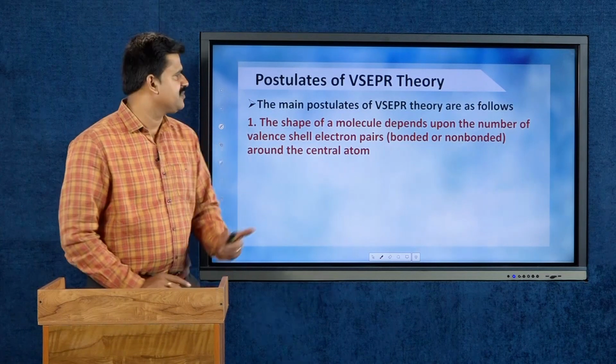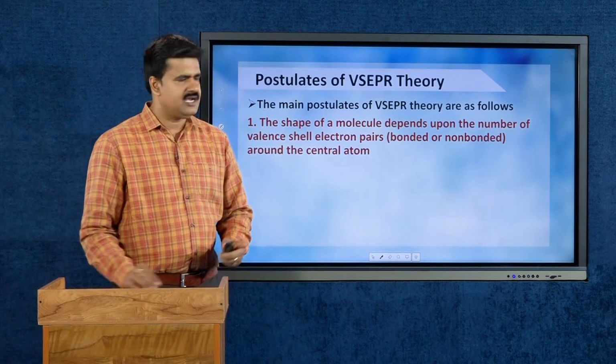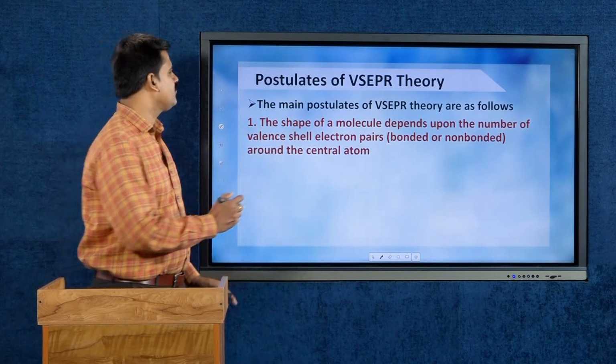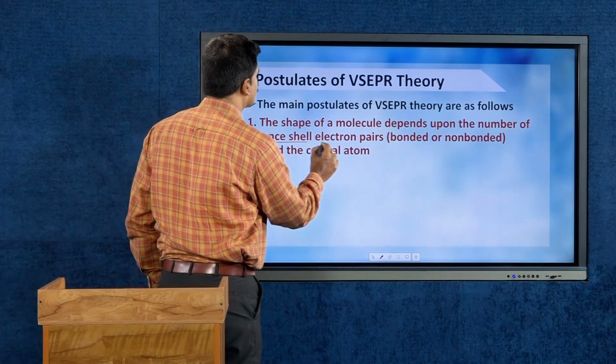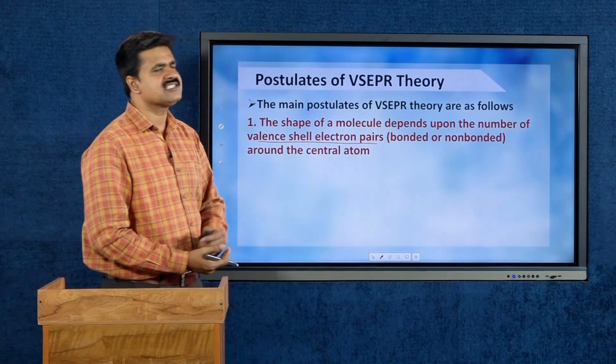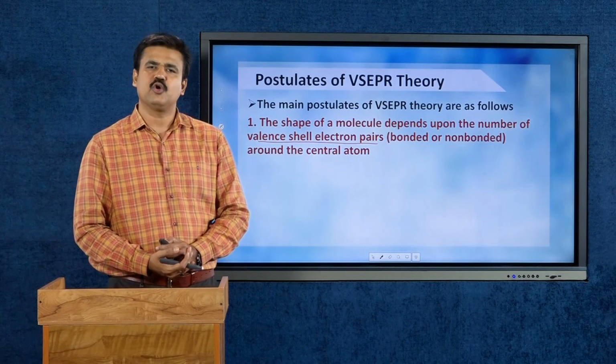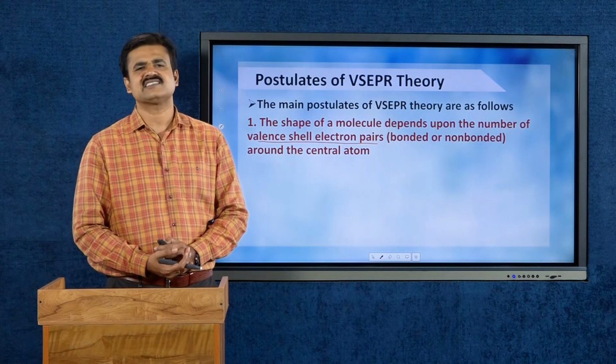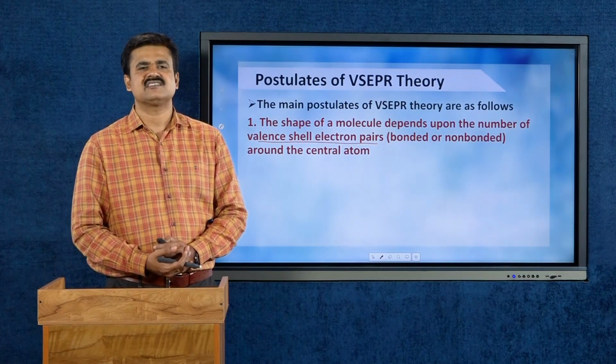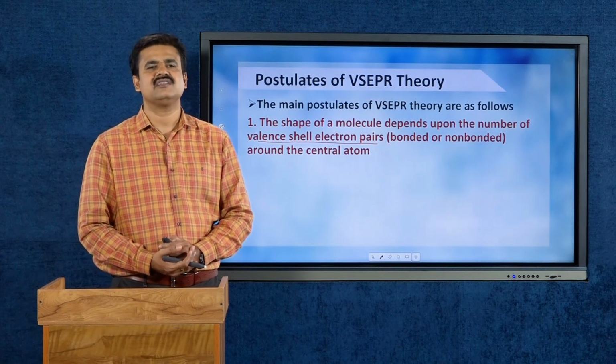The first one: the shape of a molecule depends on the number of valence shell electron pairs. The valence shell electron pairs may be bonded pair or bond pair, or non-bonded pair. Non-bonded pair is otherwise called the lone pair, which are present in and around the central atom.